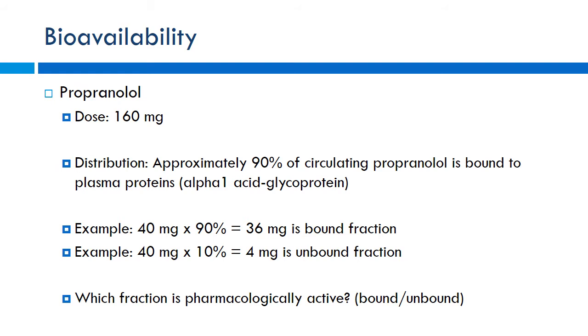Okay, so it's not really a whole lot of drug based on that original 160 milligrams that we took. Keep in mind that this 90% protein binding is going to reach an equilibrium as you start to metabolize that free drug. More of that drug is going to come unbound off the protein in order to become physiologically active again, right? So again, the fraction that's physiologically active is unbound. That's what's able to interact with those beta receptors.